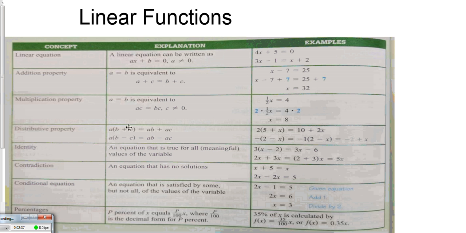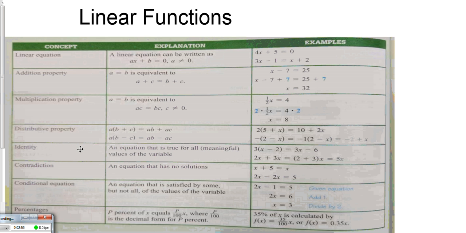Distributive property, again, just allows you to distribute. If you're multiplying kind of a coefficient like this a times an entire group, you would just distribute it or multiply to each piece on the inside. Same if there was a subtraction here. You just kind of distribute it out.